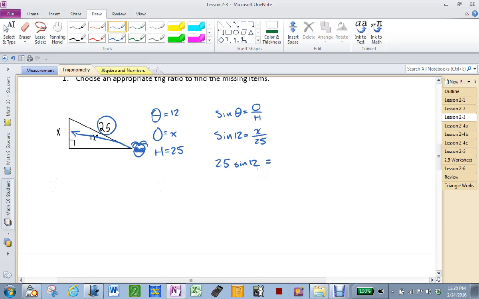Who has an answer for me? Look at your answer again. 5.2 or 5.19. Excellent. So x equals 5.2. I got it right. If you attempted it, did you get it right? If you wrote it down correctly but didn't get 5.2, then what is your most likely culprit? Not having your calculator on degree. You're not in degree mode.